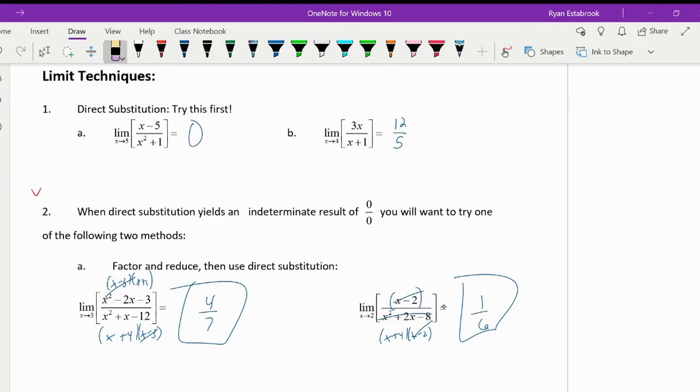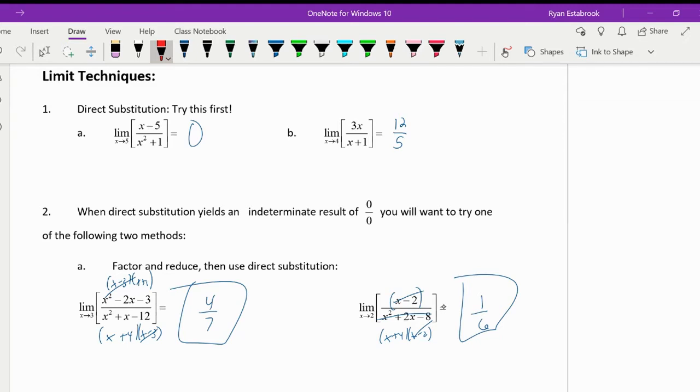For the next one, now this function is not continuous everywhere. In other words, if I plug an x value of -1 in, I would get -3 over 0. So at x equals -1, the function is not continuous. So the limit as x approaches -1 might exist or it might not. I'm not sure. But at x equals 4, it is going to be continuous.